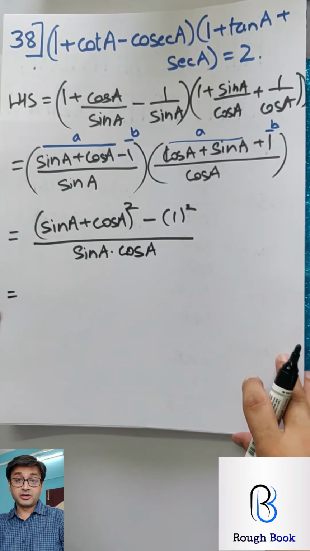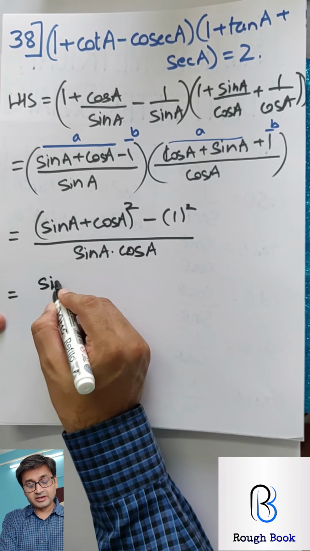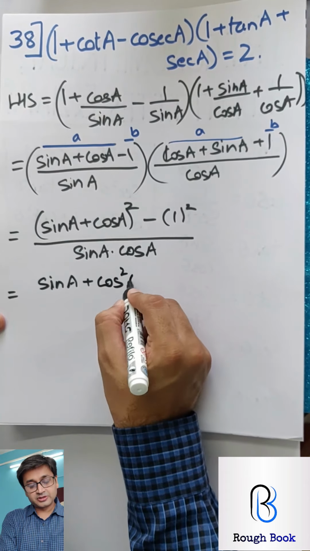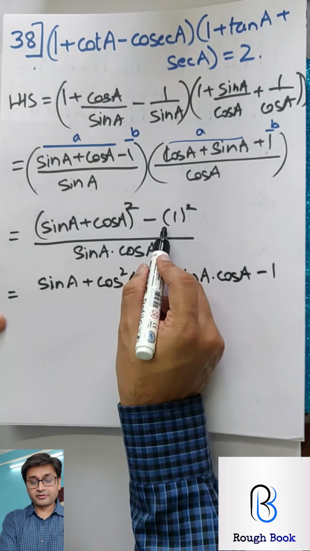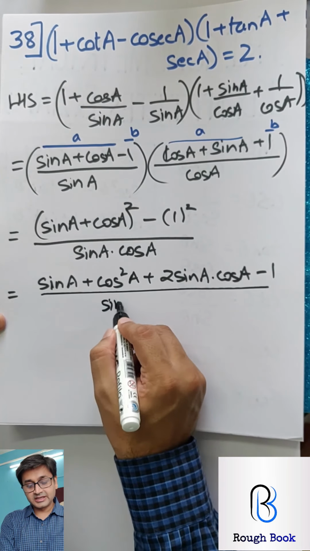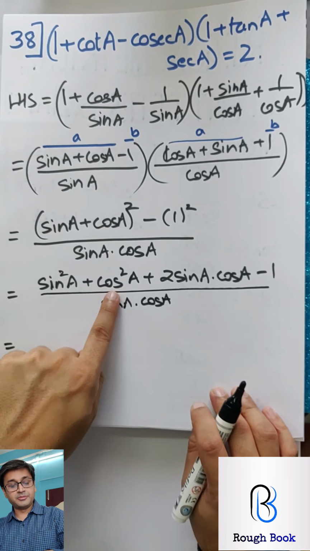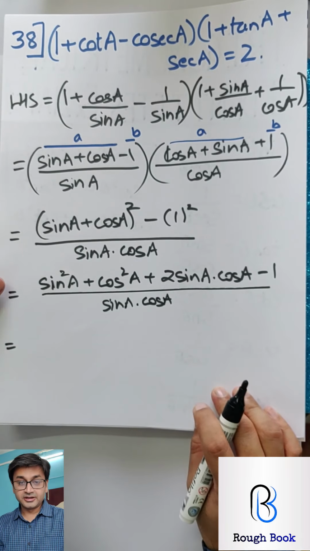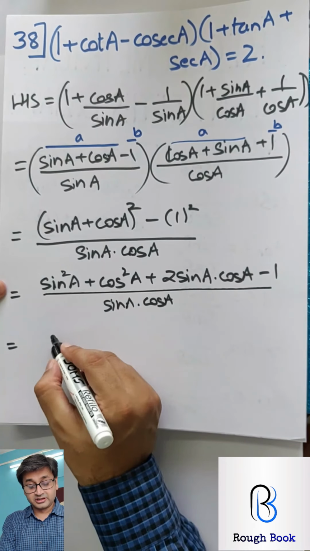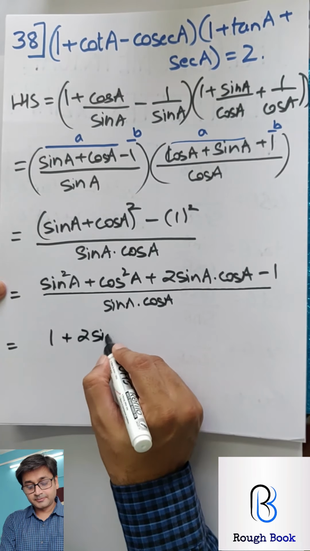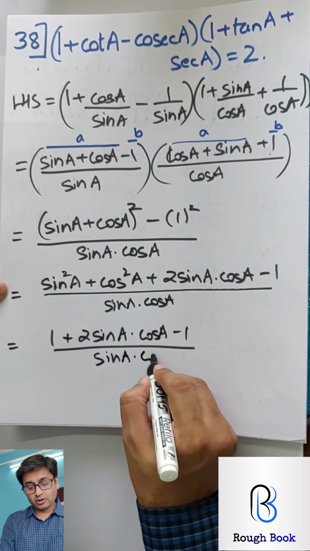How many could gauge this on their own? If you did it, brilliant. Further, open this with the formula. So I will get A square plus B square plus 2AB, minus 1 from here, upon sine A into cos A. Now what happens? A square, B square, sine square, cos square. You know the identity for square? Perfect. Sine square plus cos square is 1. At least pause now and try on your own, cheaters. So 1 plus 2 sine A into cos A minus 1 upon sine A into cos A.